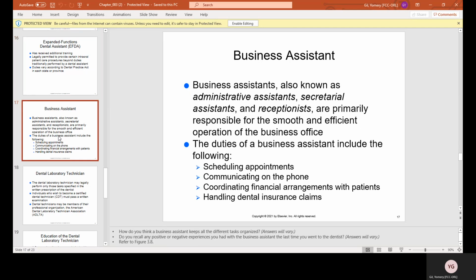Business assistants, also known as administrative assistants, secretarial assistants, and receptionists, are primarily responsible for the smooth and efficient operation of the business office. So this is one of the questions that you guys had some trouble with in one of the pre-tests. The duties of a business assistant include the following. They're scheduling appointments, communicating on the phone, coordinating financial arrangements with the patients, and handling dental insurance claims. This is not the job of the dentist. This is the job of his front office staff. That's what you guys are there for, front office and office managers.